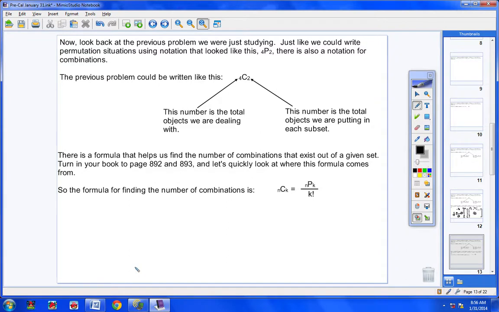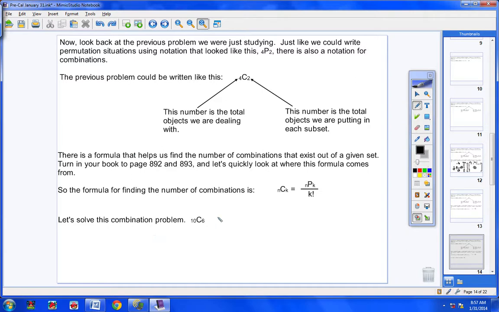The formula for finding the number of combinations is, now look carefully, you're given a combination situation with a number here, we'll call it n, and a number here, we'll call it k. And what you do is instead of finding the combinations, you find the permutations like you learned how to do the other day. And then whatever number is right here, you divide by that number factorial. Now we're going to work a couple of these so you can practice, but that's the formula that you want to use. Okay? All right, let's continue on.